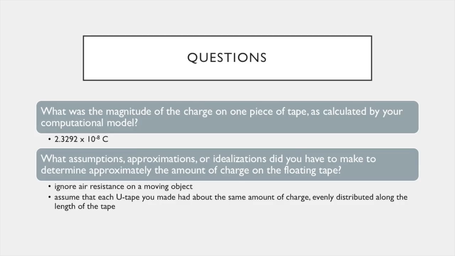The magnitude of the charge on one piece of tape, as calculated by the computational model, is 2.3292 times 10 to the negative 8th coulombs. This value differs from the value found in Lab 1 because the charge is distributed along the length of the tape rather than just being treated as one point particle. In order to approximately determine the amount of charge on the floating tape, it must be assumed that each U-tape made had about the same amount of charge evenly distributed along the length of the tape, and that air resistance is ignored on the moving object.